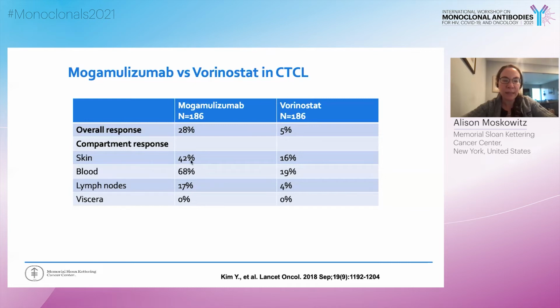And interestingly, this drug was particularly useful in reducing the amount of disease in the blood for patients who had circulating disease, where 68% of the patients had reduction in the burden of disease in their blood. And so this is a drug that I tend to use fairly commonly in patients who have Sézary syndrome, which is characterized by a cutaneous T-cell lymphoma with circulating disease in the blood.